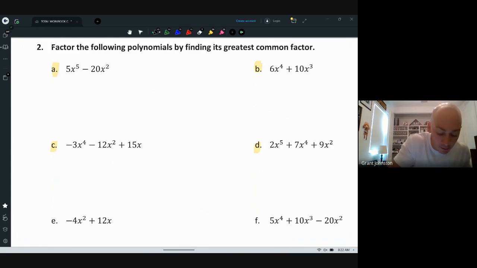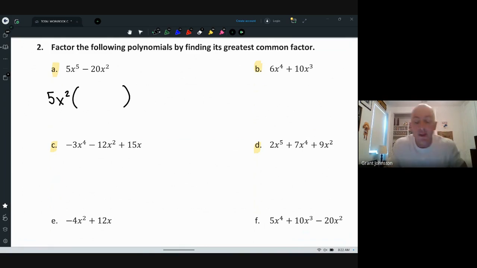So we're going to be able to factor out a 5. So I'm going to write a 5 there. And then let's look at the variables. I have x to the fifth and x to the second. The greatest number of x's I can take out of both of those terms is 2, because x to the fifth has 5 x's in it. x to the second is just 2 x's, so I can take out 2 x's out of both of these terms. So I'm going to factor out an x to the second. So that's the greatest common factor of 5x to the fifth and 20x to the second. The greatest common factor is 5x to the second.